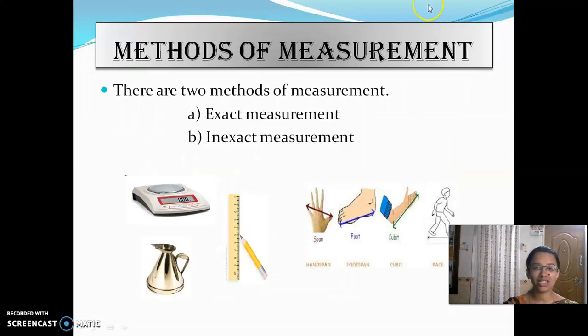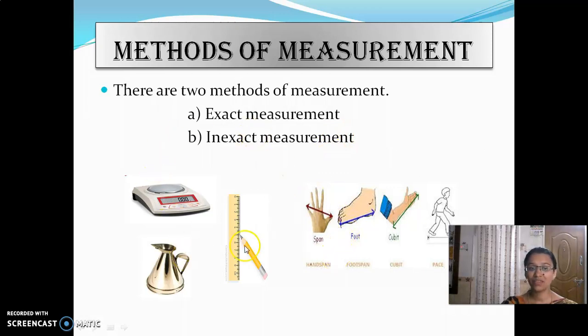Yes. What is this? Methods of measurement. There are two methods of measurement. How many methods? Two methods of measurement. What are they? Yes, exact measurement and inexact measurement. So what is this exact and inexact?